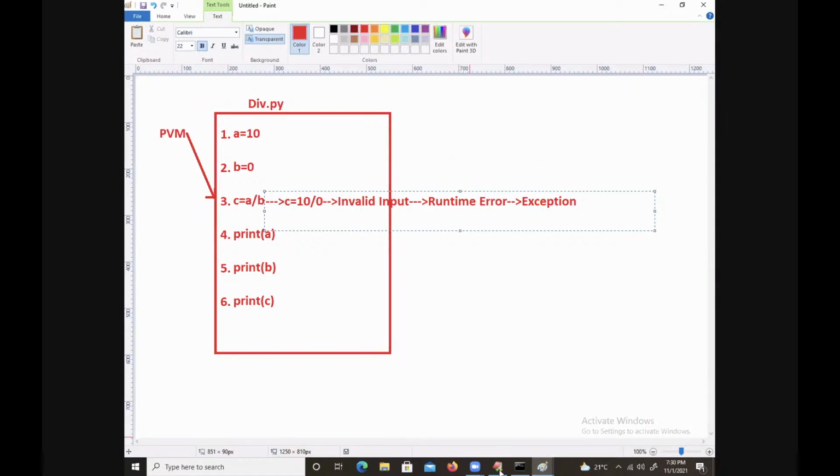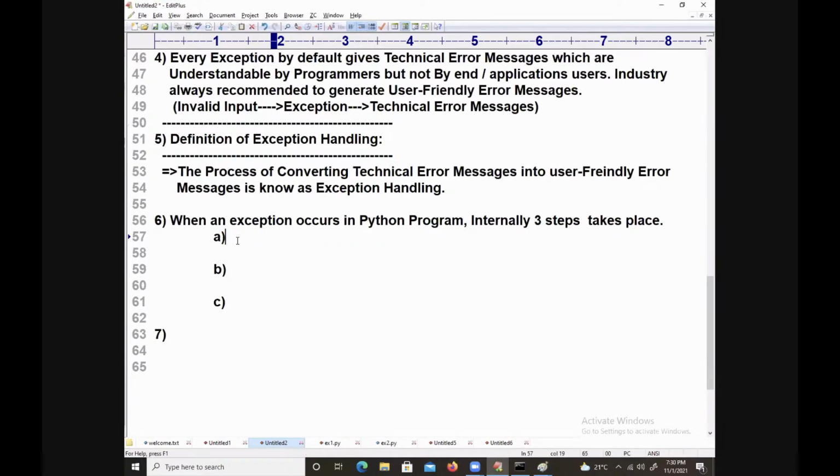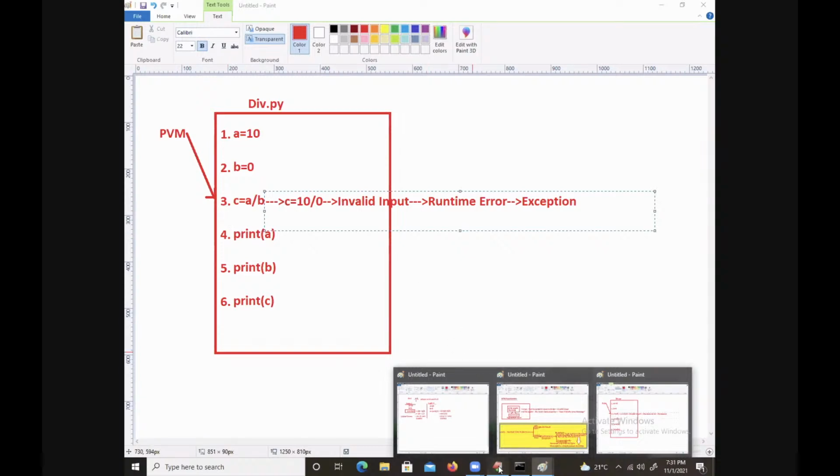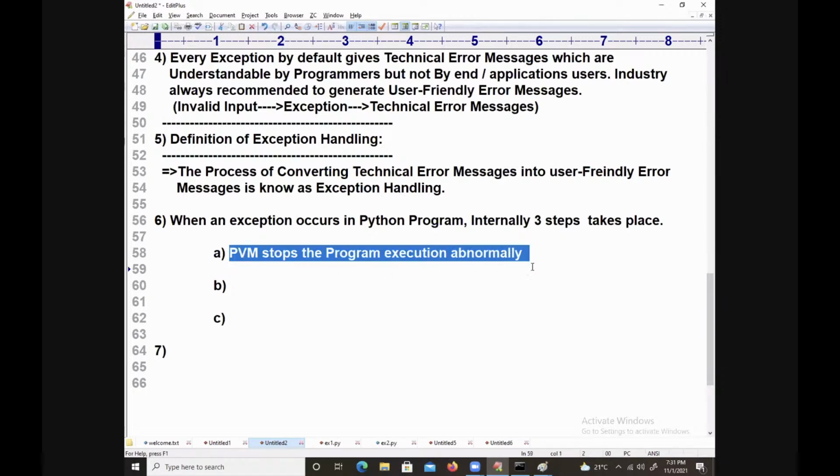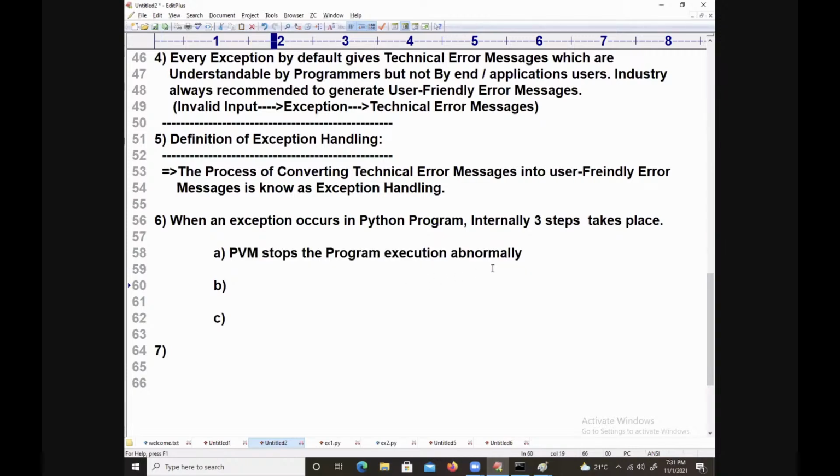When an exception is occurring, do you know what is happening? The first thing: PVM stops the program execution abnormally. Abnormally means suddenly. PVM stops the execution abnormally.